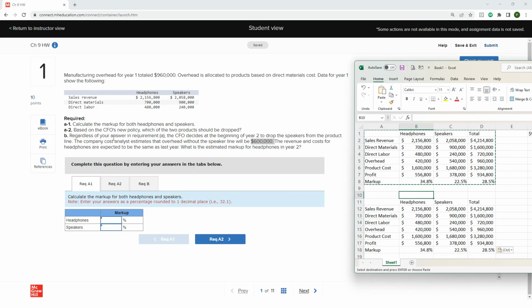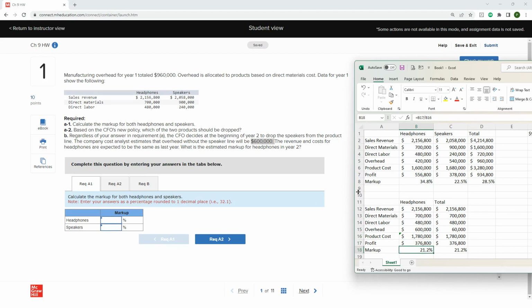So for part B, we're dropping the speaker line, so I'm going to delete that column. And so now we only have the headphones column. Our sales revenue, direct materials, and direct labor for the headphones are going to be the same. Our overhead is changed to $600,000. Now our product cost is $1,780,000. Our profit is $376,800, and that drops our markup to 21.2%.